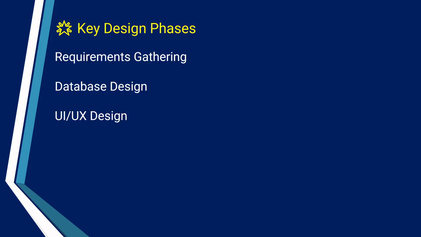Project design includes three key phases. First, requirements gathering, understanding what the system should do. Second, database design, structuring how data will be stored and retrieved. And third, UI UX design, creating interfaces that are intuitive and visually appealing.